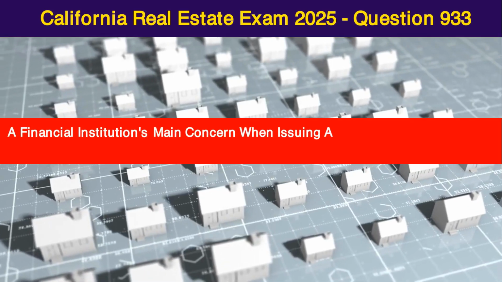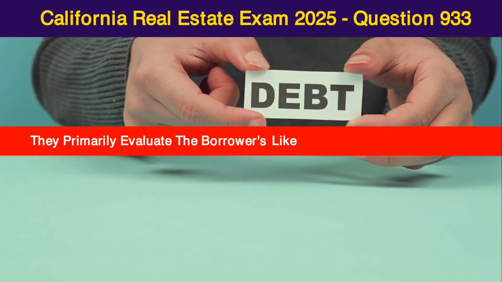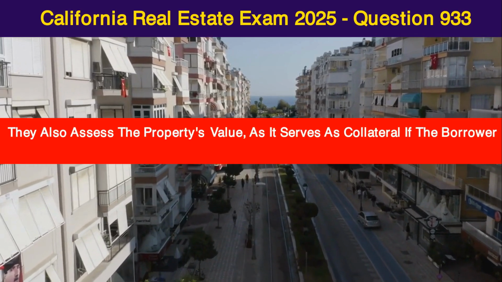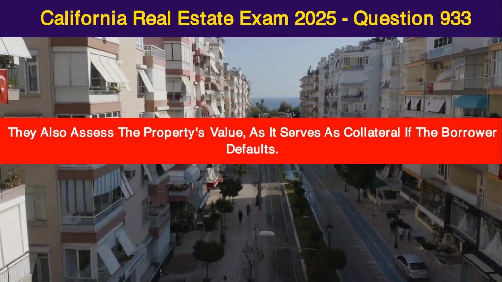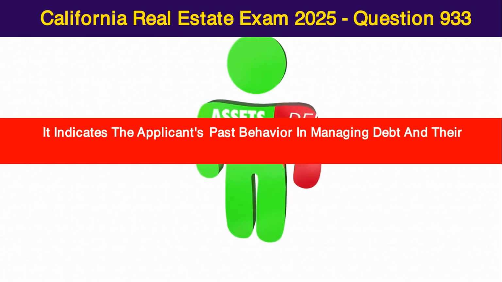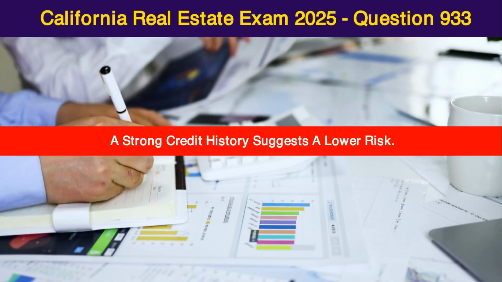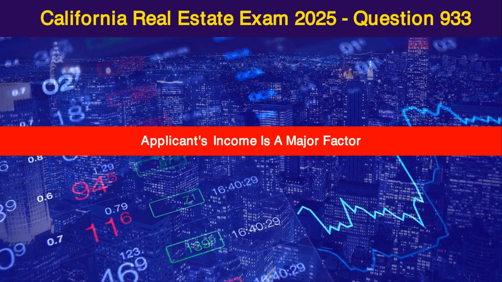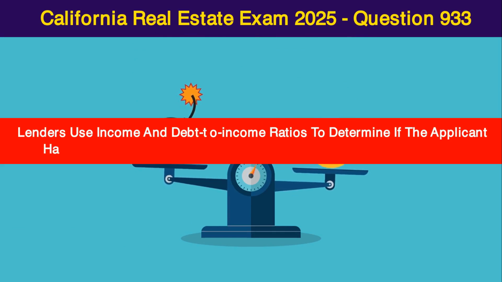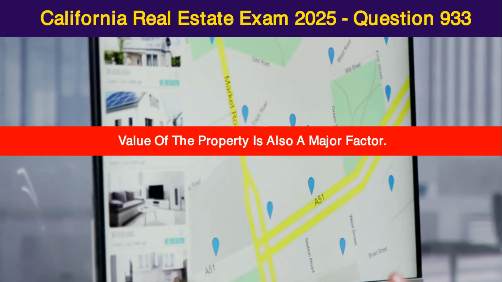A financial institution's main concern when issuing a real estate mortgage loan is risk assessment. They primarily evaluate the borrower's likelihood of repaying the loan. They also assess the property's value, as it serves as collateral if the borrower defaults. Applicant's credit history is a major factor. It indicates the applicant's past behavior in managing debt and their willingness to repay obligations. A strong credit history suggests a lower risk. Applicant's income is a major factor. Lenders use income and debt-to-income ratios to determine if the applicant has the financial capacity to make the monthly mortgage payments. Value of the property is also a major factor.